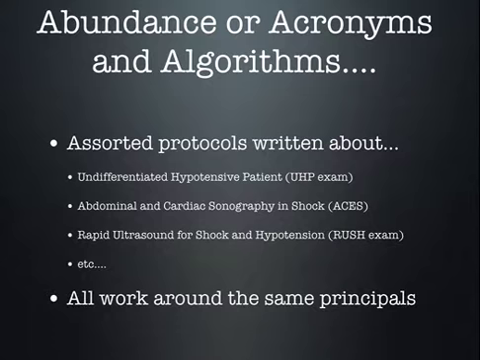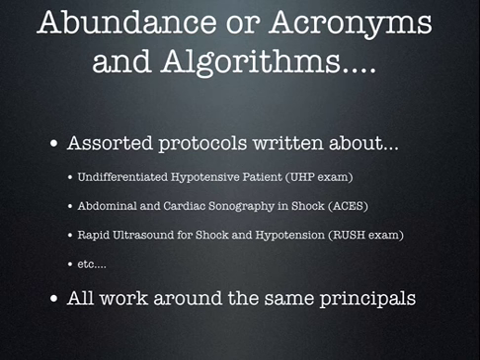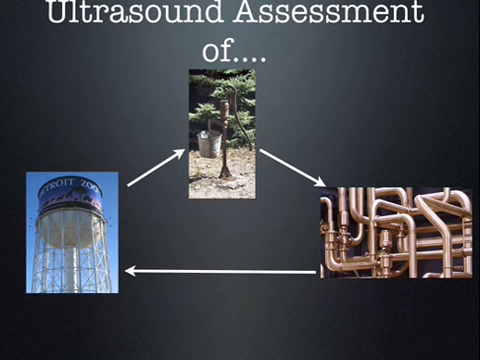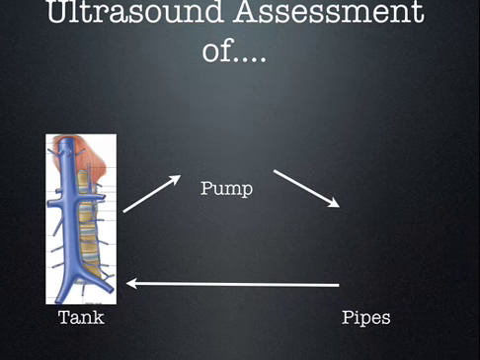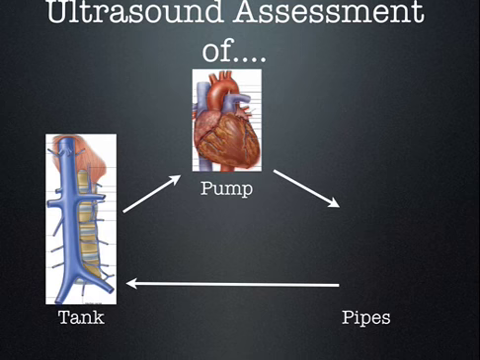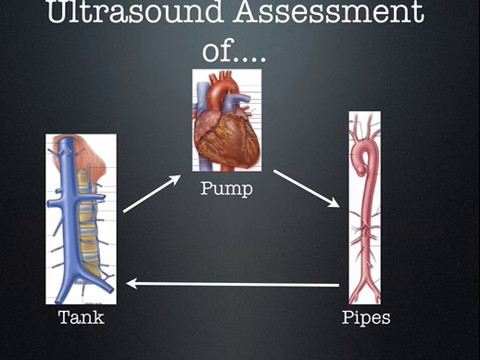There's a whole bunch of algorithms out there. The famous one is the RUSH protocol. There were ones before the RUSH protocol. They all work around the same principles, okay? And that is a tank, a pump, and some pipes. For us, the tank is going to be the inferior vena cava. The pump is going to be the heart, and the pipes are going to be the large vessels of the abdomen and thorax, okay? And largely the aorta. But there can be other vessels, okay? And we'll talk about that.